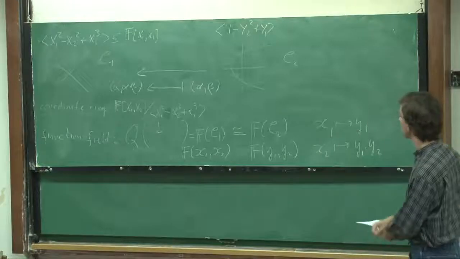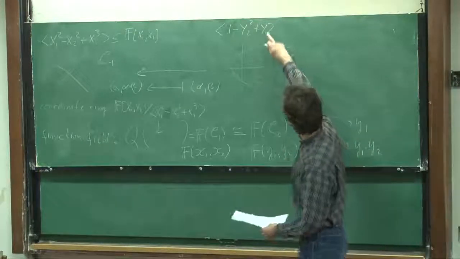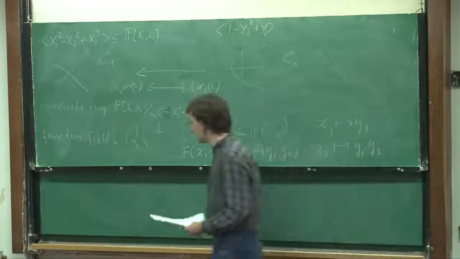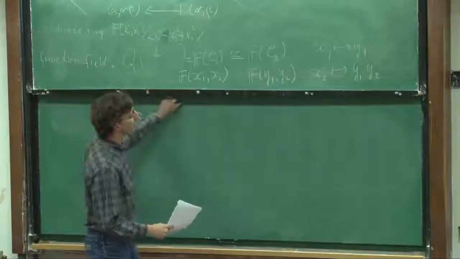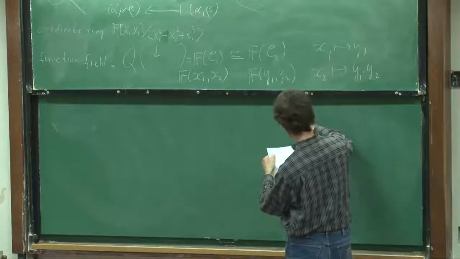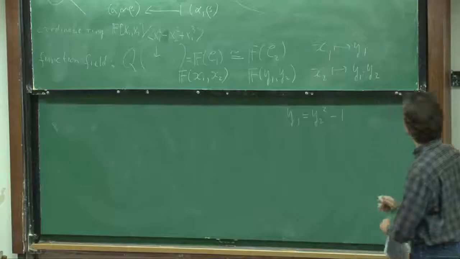And so let's look at one more example here, because if you look at this equation, this just means that y1 and y2 satisfy an equation, namely we get that y1 is equal to y2 squared minus 1.